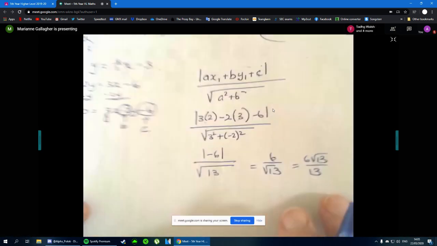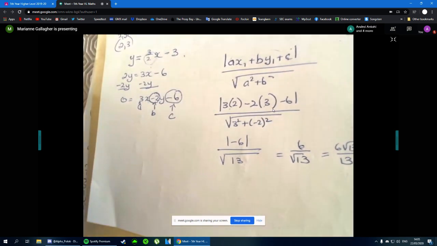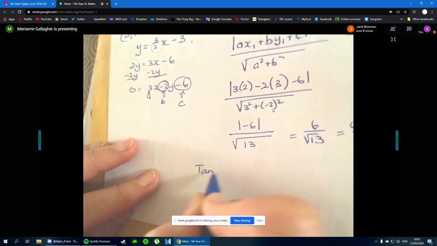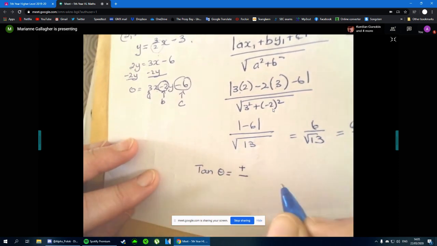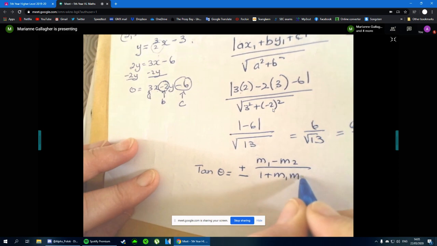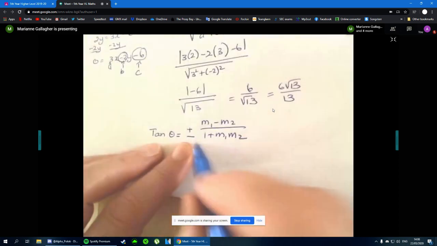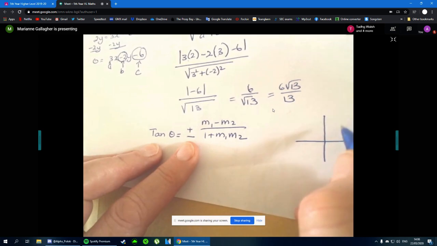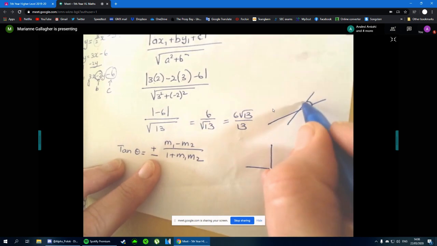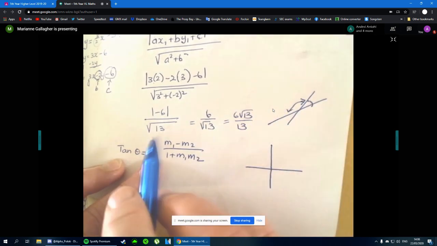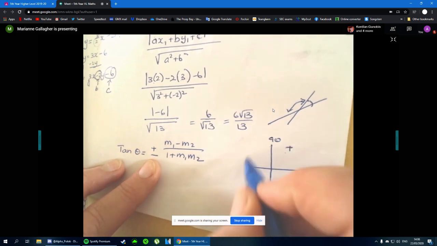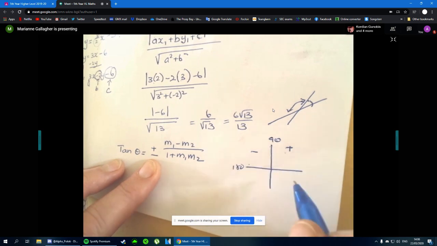And then the final one is the angle between two lines. For this, you're focusing on the slopes. So the formula for the angle between two lines is that tan of the angle equals plus or minus M1 minus M2 over 1 plus M1 M2. Basically, the plus and the minus refer to the angle between the two lines being either acute, less than 90, or obtuse, greater than 90. If you remember, tan theta from 0 to 90 is going to be plus, and from 90 to 180 is going to be minus. Do you remember that from the unit circle?